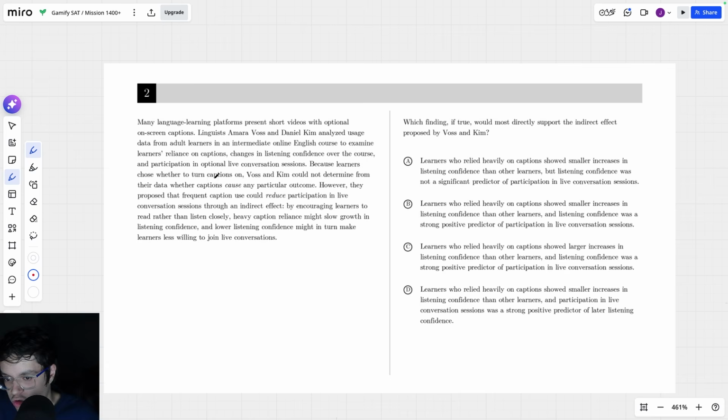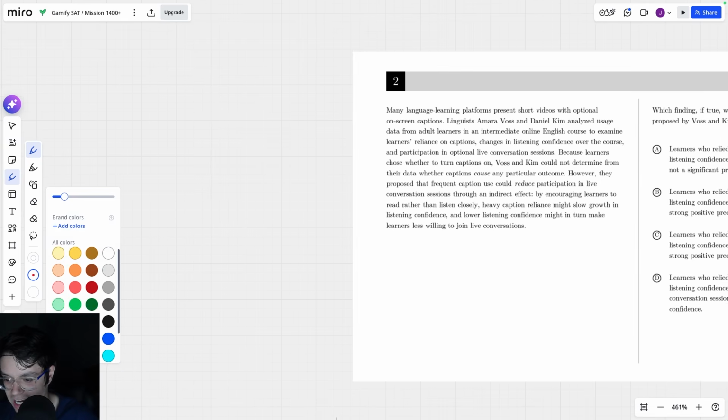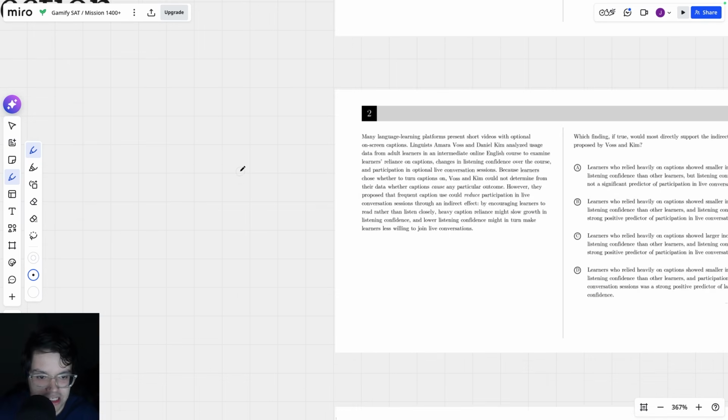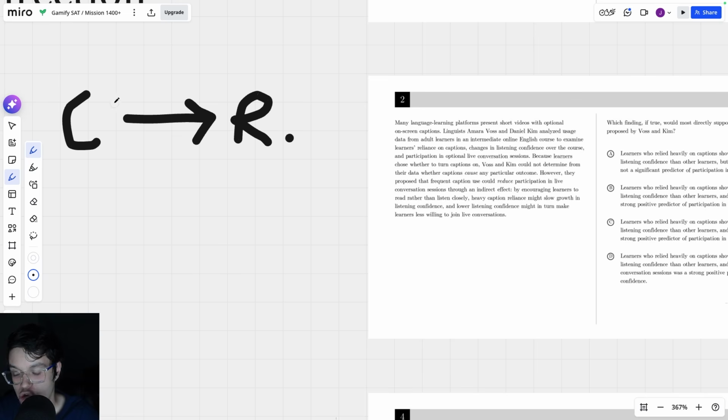Because learners chose whether to turn captions on, Voss and Kim could not determine from their data whether captions cause any particular outcome. Okay, so I'm actually going to write a note down for this one. I think this is kind of important and might be kind of hard to visualize. So they don't know if the captions cause anything. So I would say, like, here, I guess I'll say R for result. So they do not cause any result. Like, I'm going to draw an X between that. We can't say that the captions cause anything to happen.